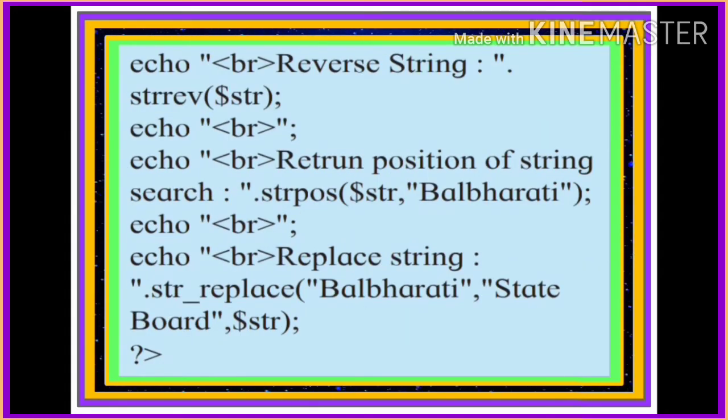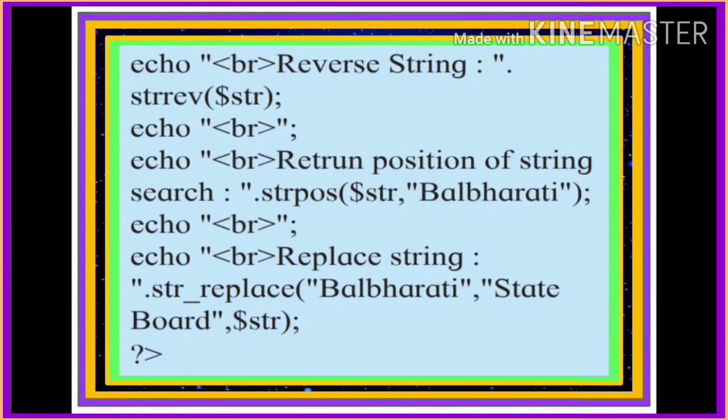To display the return position of string search, write echo keyword space, use br tag, write "Return position of string search:" in double quotes, write dot, write strpos function, pass variable str comma "Balbharti" keyword in double quotes, close parenthesis, semicolon.